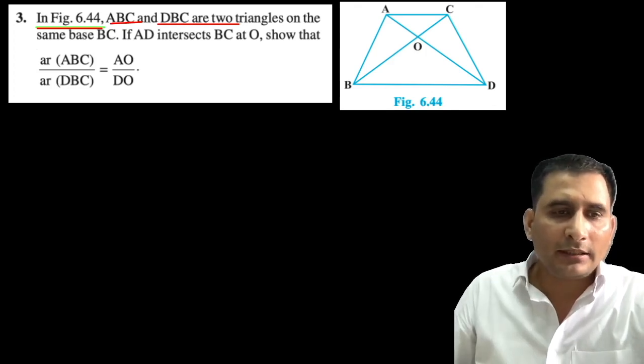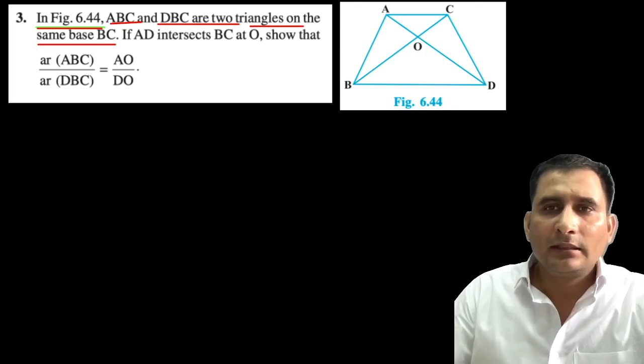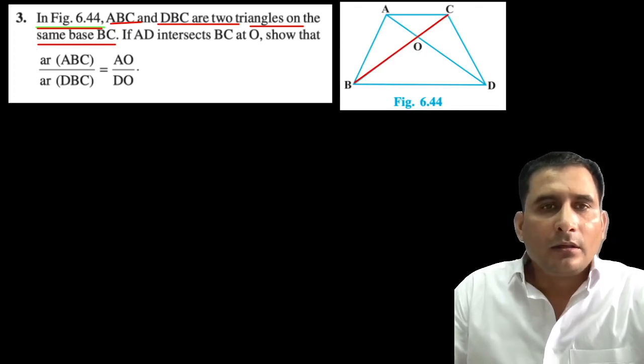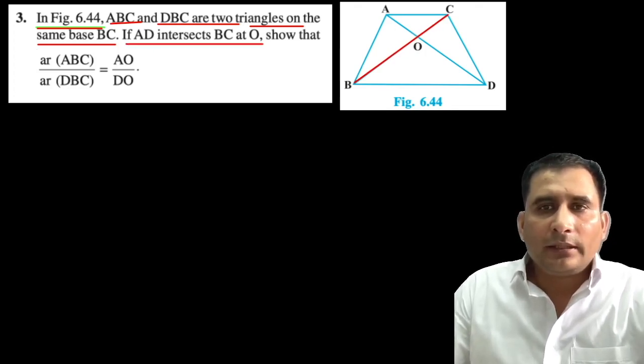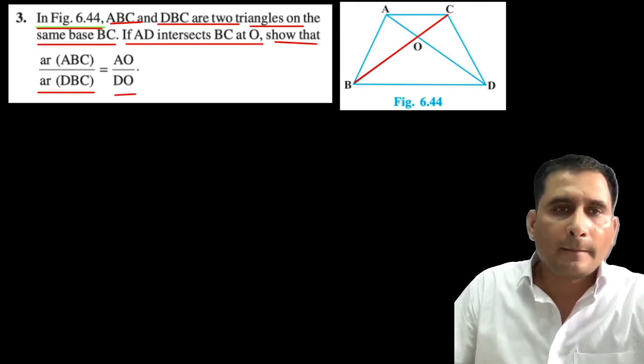Now look at this question 3 here. In figure 6.44, ABC and DBC are two triangles on the same base BC. ABC is here and DBC is here, and both triangles lie on the same base BC, one above it and one below. AD intersects BC at O. So that the area of ABC upon area of DBC is equal to AO upon DO. This is what we need to prove.